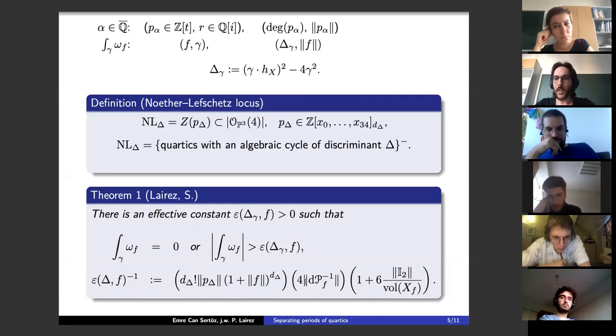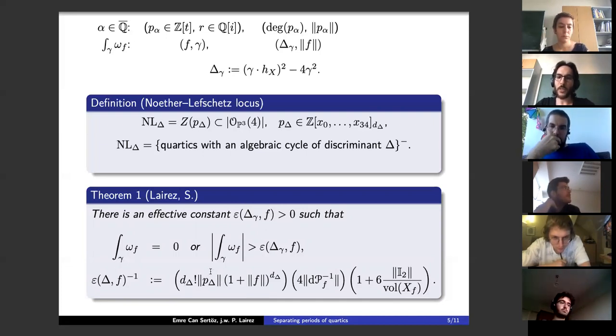I said the last 2 factors are easy to evaluate. Height of f, nothing to it. The degree, I will talk about it in a second. We can compute the degrees, which leaves that, provided you can bound the height of the Noether-Lefschetz loci, the polynomials p delta, then you can evaluate epsilon, which means you can execute this algorithm that I mentioned before.